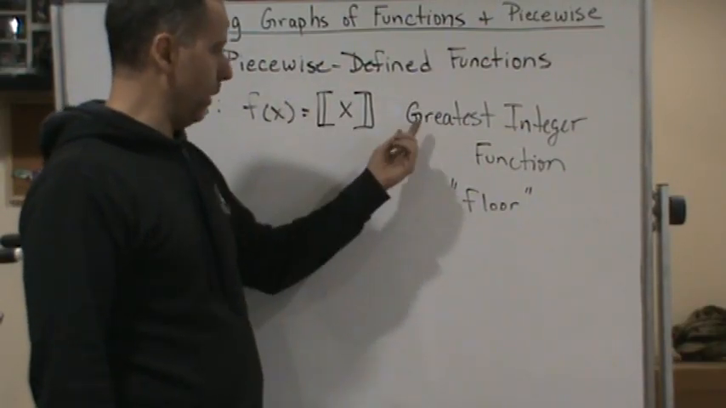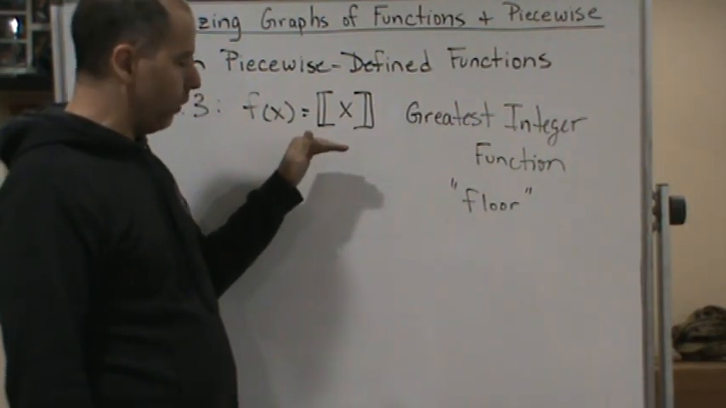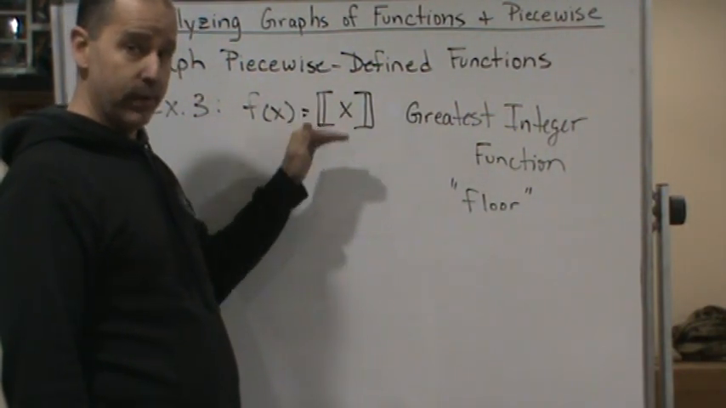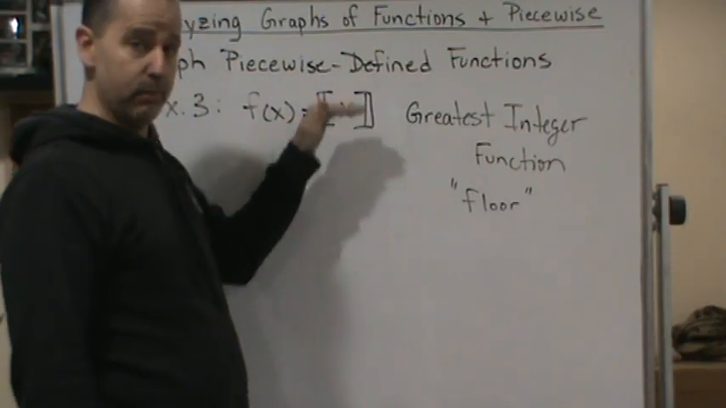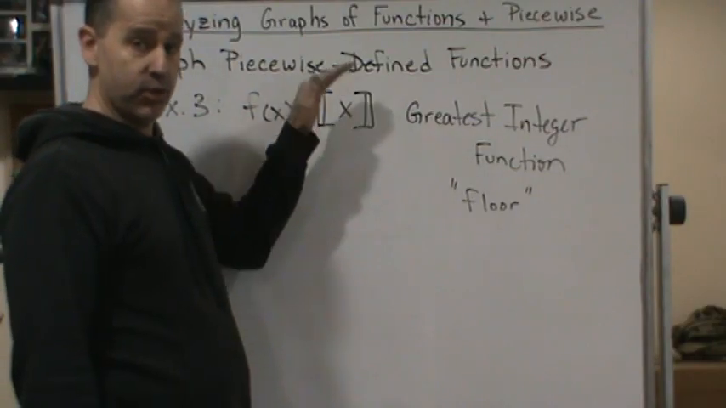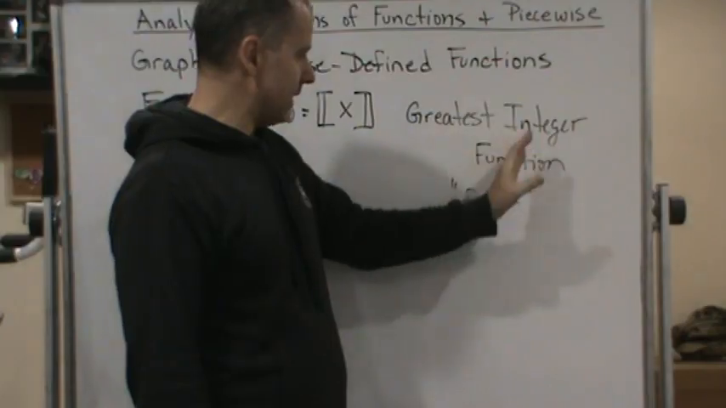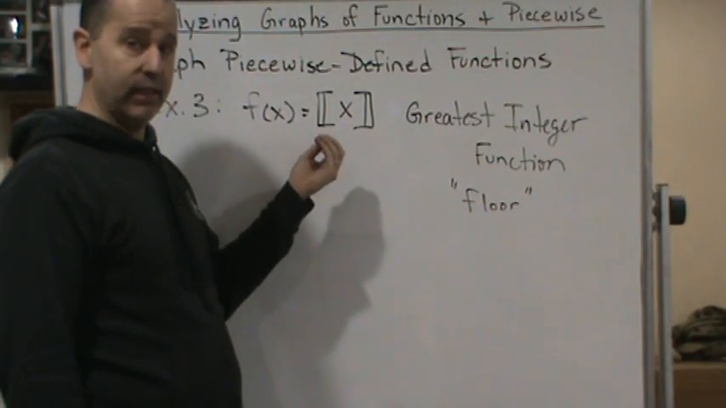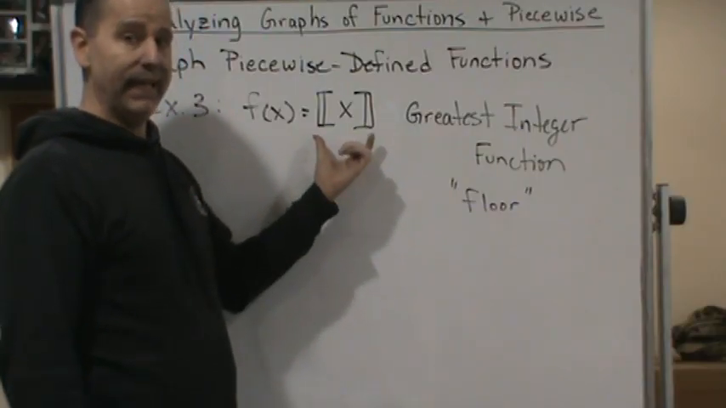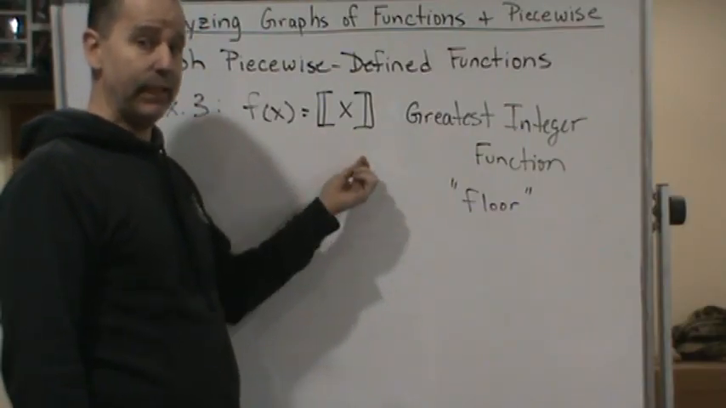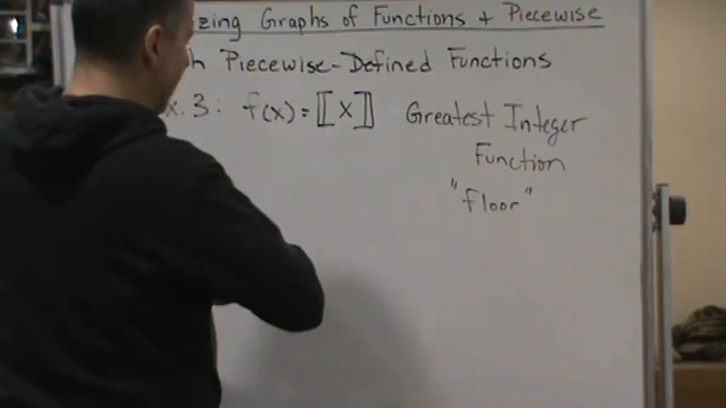That's what this means. So it's called the greatest integer function, or floor, because if you put any real number in here that's in between two integers, it's always going to drop it to the lowest integer. So again, the greatest integer function works like this. Whatever you put in here, it's going to return the greatest integer that's less than or equal to x. Okay?